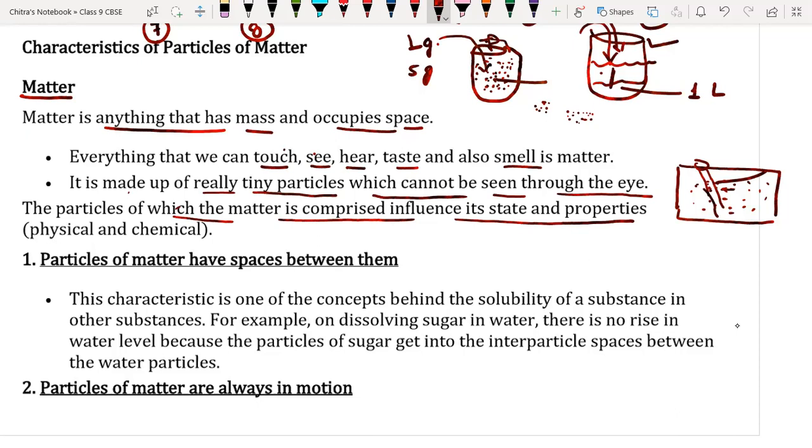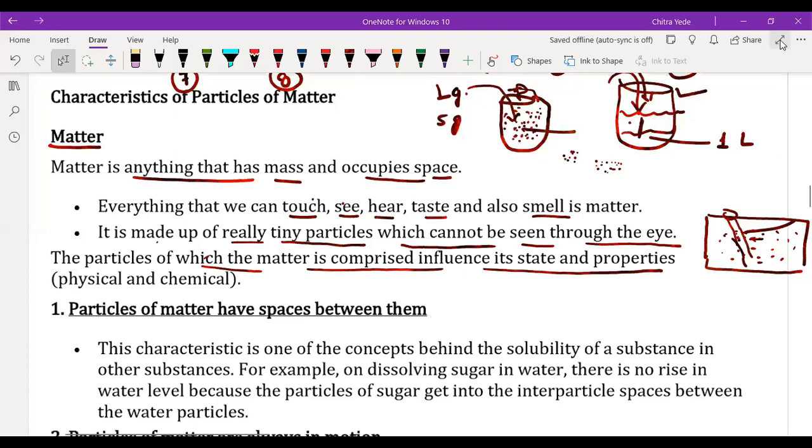Suppose we have a notebook, it is made up of a different type of particle. The wall of our house is again made up of different particles. The grills on our home are made up of iron particles. So whatever different kinds of matter we have, their properties are decided by what type of tiny particles they are made up of. Is that clear, everyone?